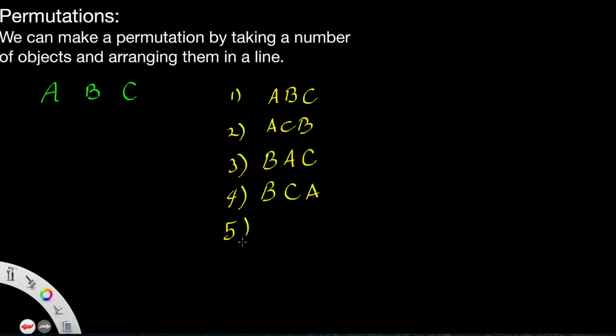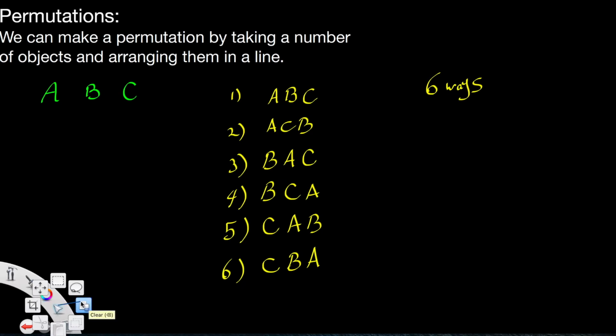Now fifth case, I can write C here, then AB, and the sixth case will be C at the first position, then BA. There is no other case. As you see, there are overall 6 ways to rearrange these three letters in a row.